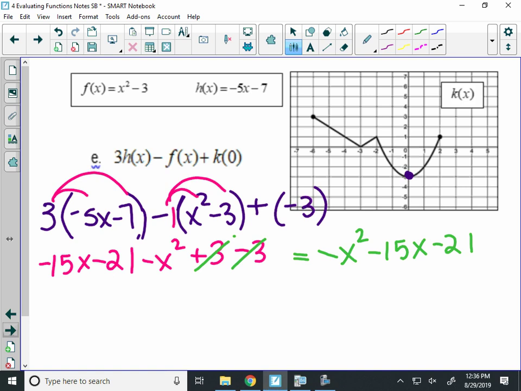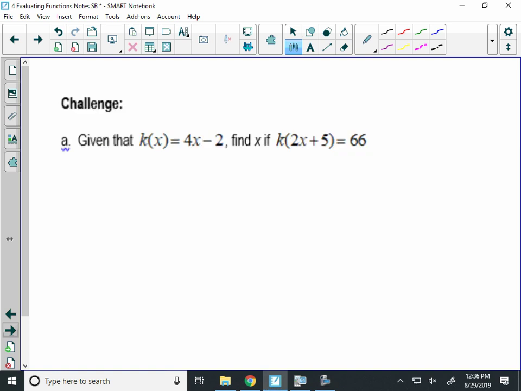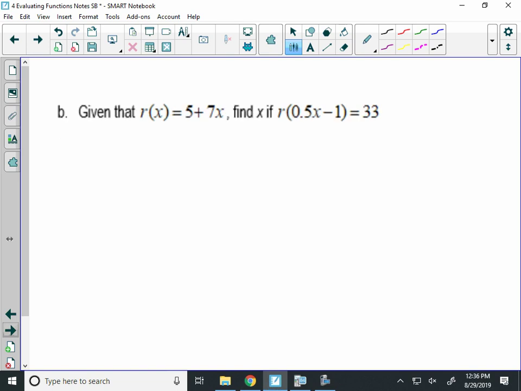All right, last two. There's 3 on the bottom. We're gonna pick 2 of them. Would you like to do A or B? B? Okay, let's do B. A is just like it, and then we'll do C.